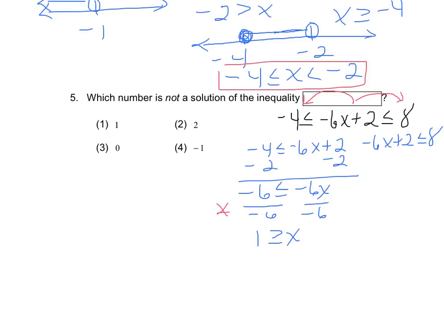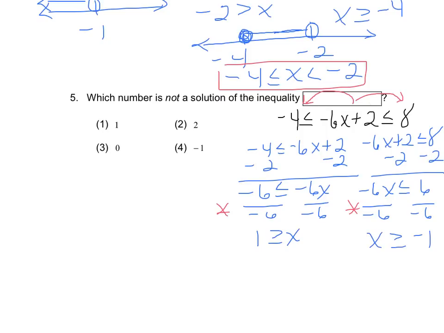Now let's do the right-hand side. I subtract 2 on both sides. And I have a negative 6x is less than or equal to positive 6. I'm going to divide each side by a negative. So again, I'm dividing by a negative, I'm going to flip my symbol. So I have x is greater than or equal to negative 1.